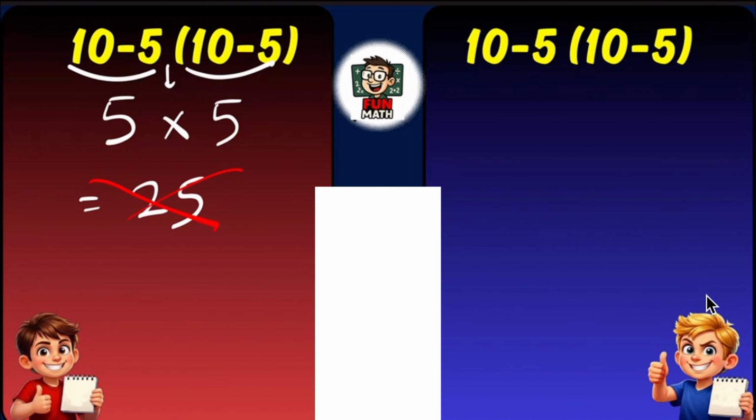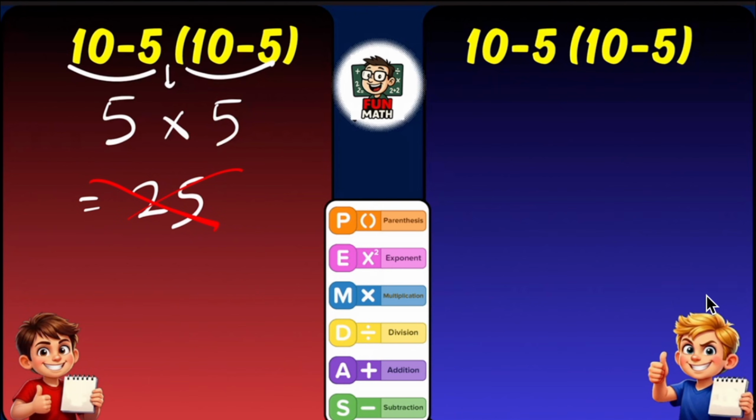Because when solving the problem, we should have paid attention to order of operation. The order of operation is coded as PEMDAS. PEMDAS. P stands for parentheses. E stands for exponent. M stands for multiplication. D stands for division. A stands for addition. S stands for subtraction.